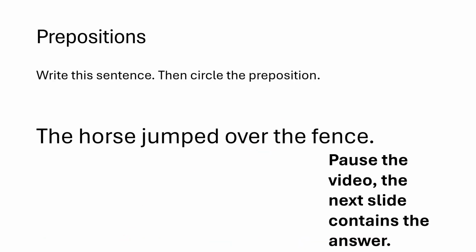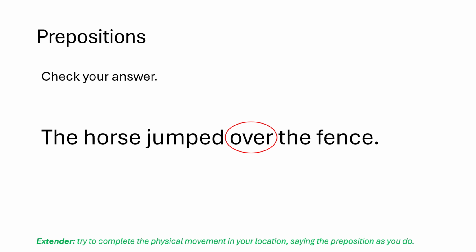Write this sentence, then circle the preposition. The horse jumped over the fence. Pause the video. The next slide contains the answer. Check your answer. The horse jumped over the fence. The preposition is over.